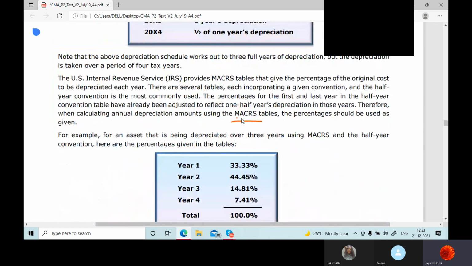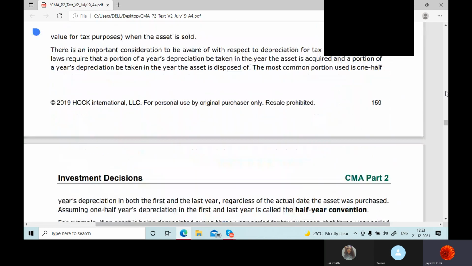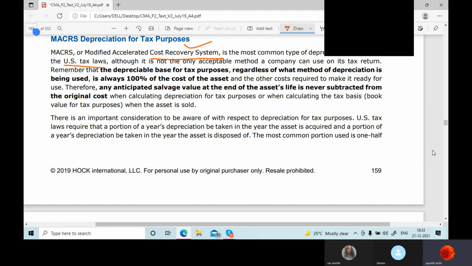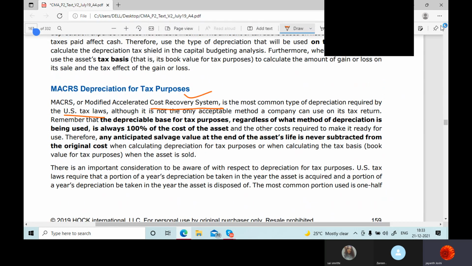MACRS, modified accelerated cost recovery system. They say you go with this method. It is better if you follow this method as per the US tax laws, but they are not adamant that you should definitely follow this always. You can go with other methods, but here what they are recommending is, we will read out this point.